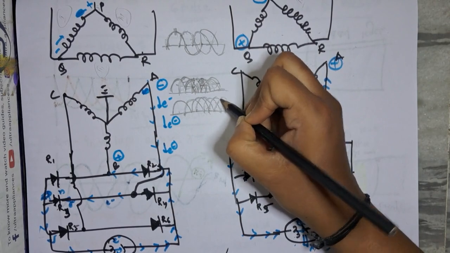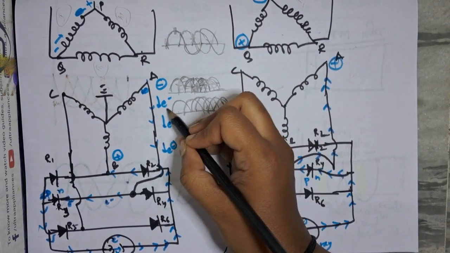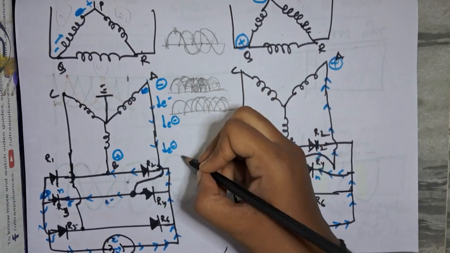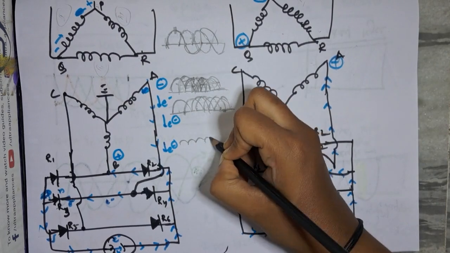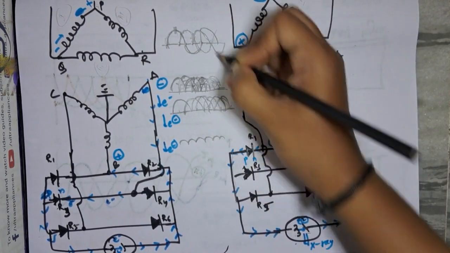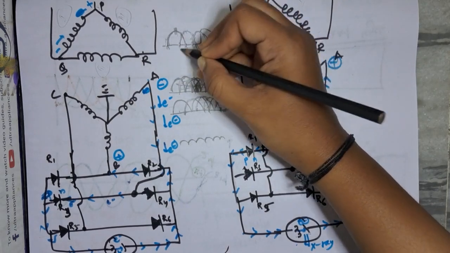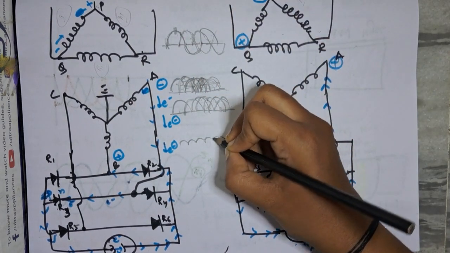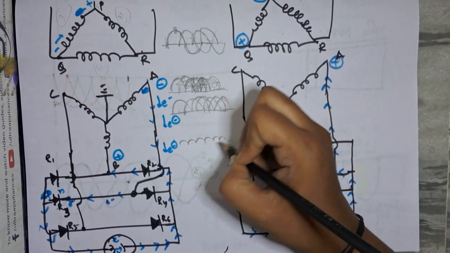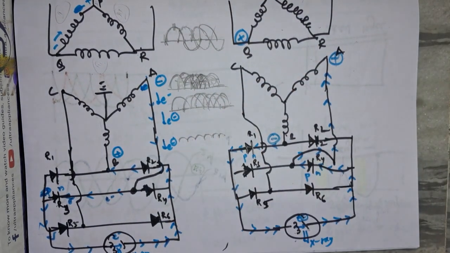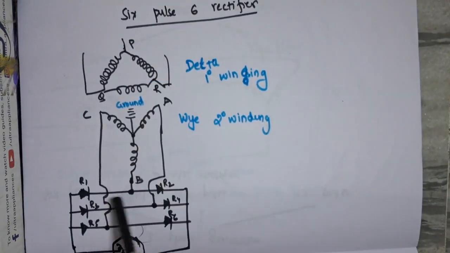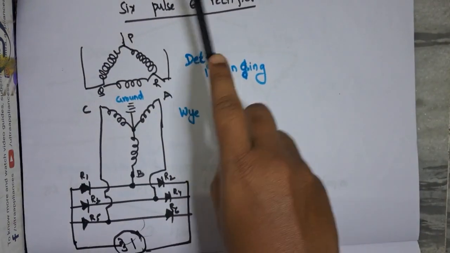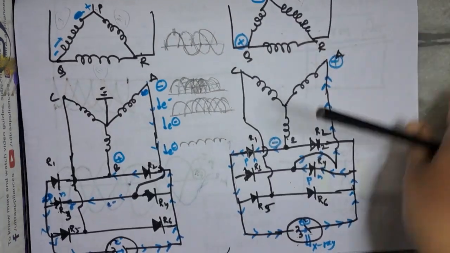So in this way, if you see, if I remove this part and only draw the upper part, there is 1, 2, 3, 4, 5, 6. By the time of one complete cycle, there are almost 6 pulses seen. So this is called 6 pulse, and there are 6 rectifiers. So this is a 6 pulse and 6 rectifier circuit.